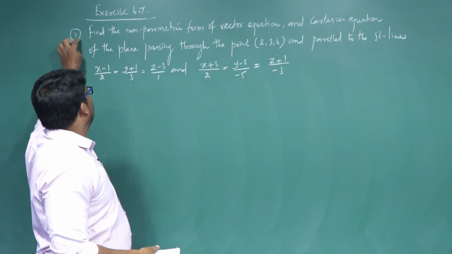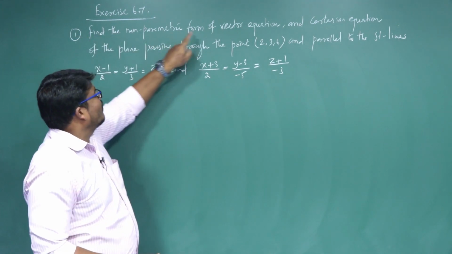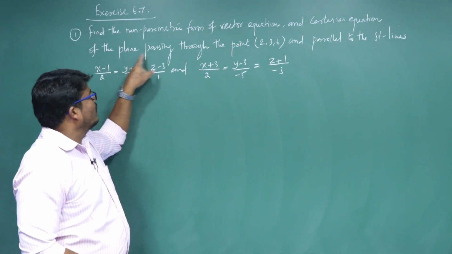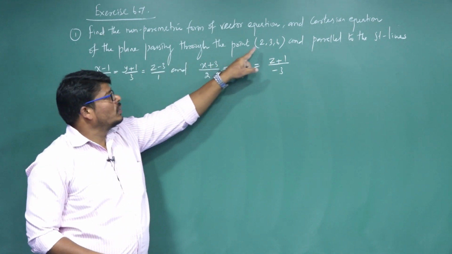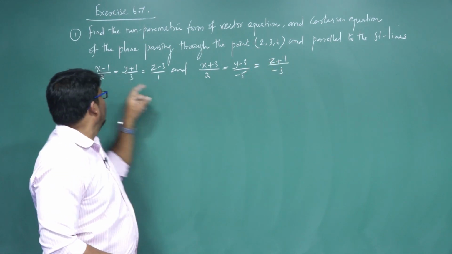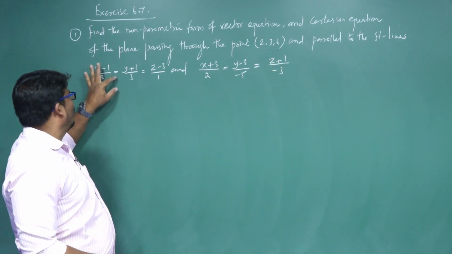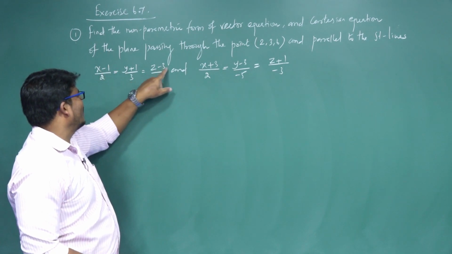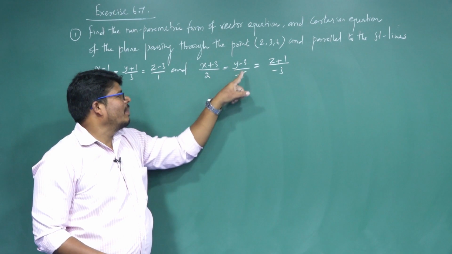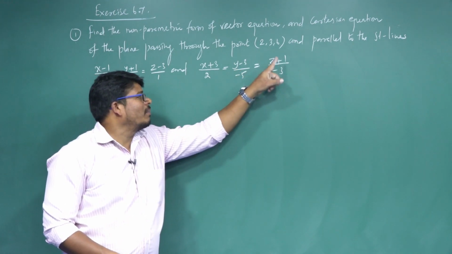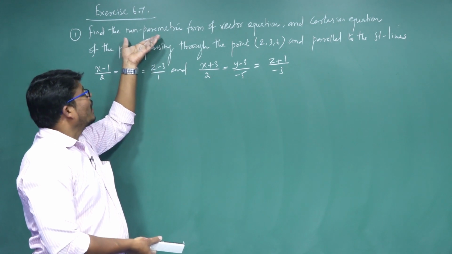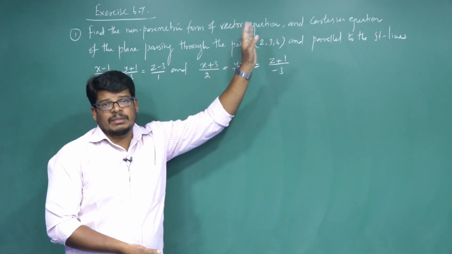The first problem: find the non-parametric form of vector equation and the Cartesian equation of the plane passing through the point (2, 3, 6) and parallel to the straight lines (x minus 1)/2 = (y plus 1)/3 = (z minus 3)/1, and (x plus 3)/2 = (y minus 3)/(minus 5) = (z plus 1)/(minus 3). Find the non-parametric form and the Cartesian equation.